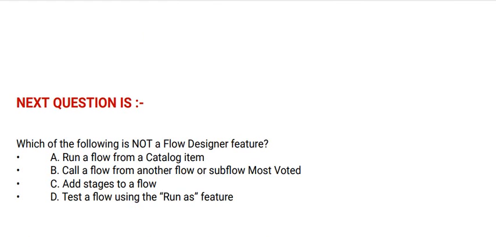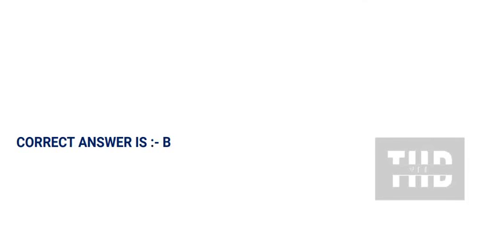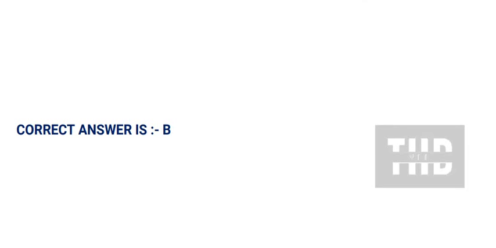Next question is, which of the following is not a Flow Designer feature? Option A, run a flow from a catalog item. Option B, call a flow from another flow or subflow. Option C, add stages to a flow. And option D, test a flow using the run as feature. The correct answer is option B.